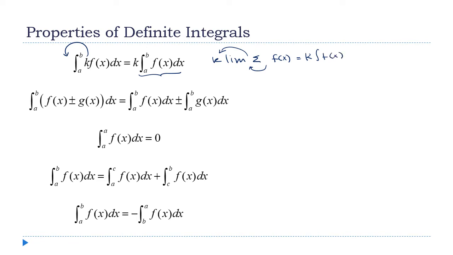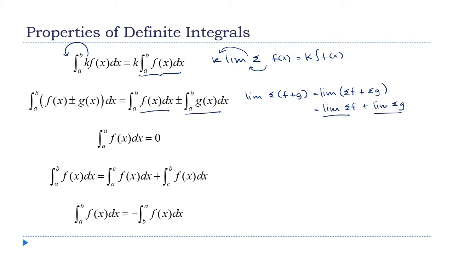And this next one, same kind of argument. The left-hand side is the limit of the sum of f plus g. Well, we have a limit. We have a property of finite sums that says this is the sum of the individual functions, and then we have a property of limits that says I can split it up to be the sum of the limits. This right-hand one is this definite integral. The left-hand one is this definite integral. Kind of properties we'd expect to have.